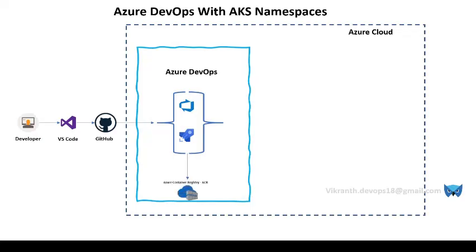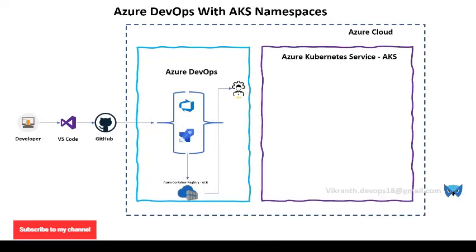From here we will be creating the release pipelines to deploy on the Kubernetes cluster. The developer will be releasing the release pipeline to the AKS. This is the cluster we need to deploy to. Once everything is ready, the developer will be pulling the artifact from the ACR and then deploying on the cluster in a particular namespace called dev.